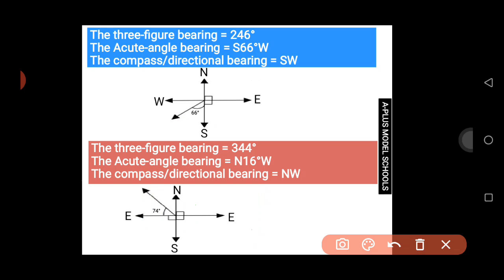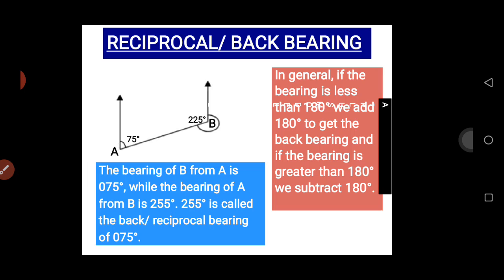Now, if I want to get the acute angle bearing, I will look for the angle it makes with the north, because this angle 74 degrees is not with the north nor with the south. So since the angle given to me is less than 90 degrees, subtract it from 90, which will give you 16 degrees. So the acute angle bearing will be north 16 degrees, because the angle is between north and west, which is the direction bearing. So the direction is north west, and the acute angle bearing is north 16 degrees west.